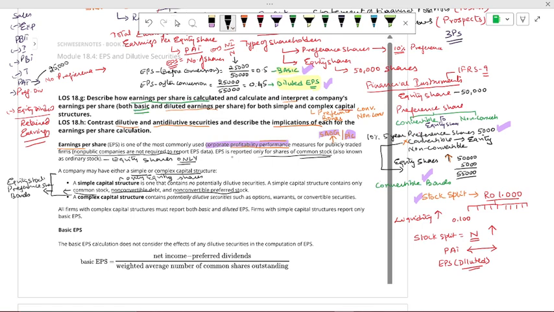A complex capital structure contains potentially dilutive securities. You have the options. See, this is what the derivatives talk about. You have the option. In the option you have, they will say convertible. Convertible means you have the option to convert or you have the option not to convert.